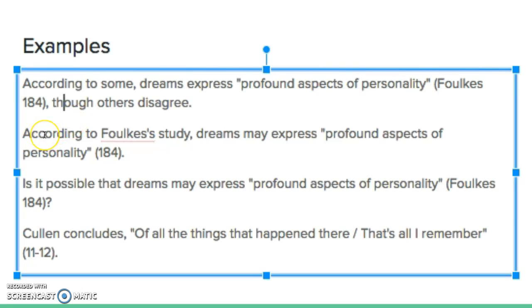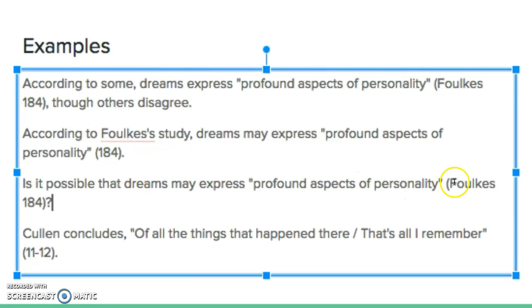Here's another way to cite the same thing. "According to Folk's study, dreams may express," and then we put in direct quotes what's coming directly from the text, "profound aspects of personality." Okay, then we put the page number where it comes from in parentheses, and a period outside of the parenthetical citation.